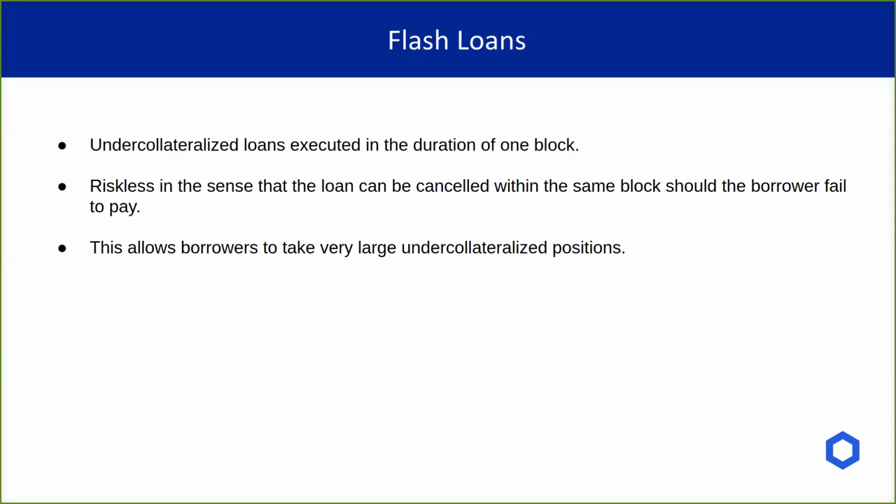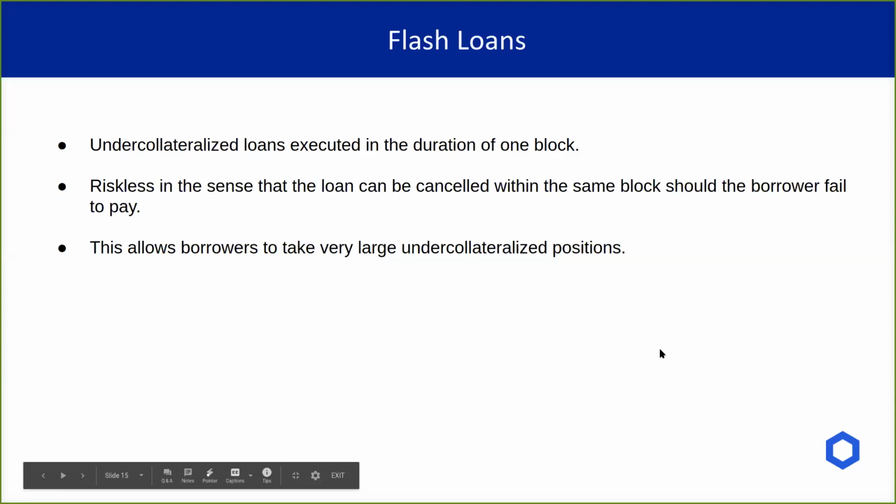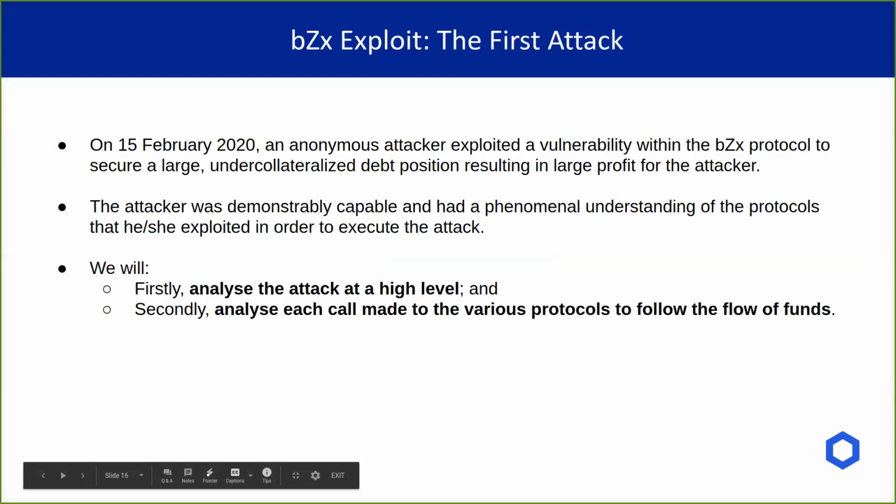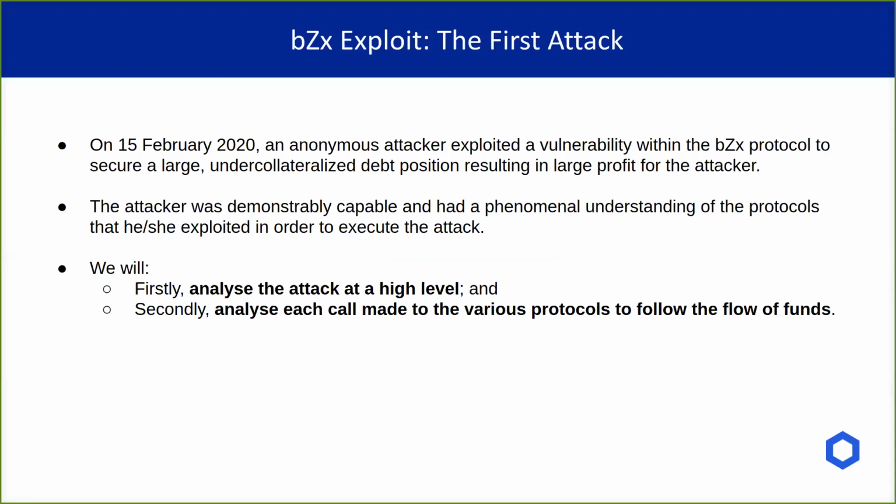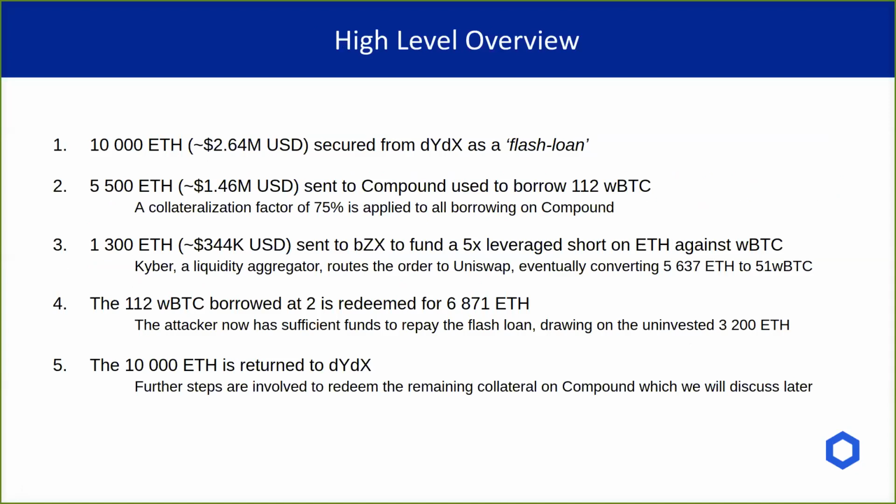So to come to the first BZX attack, just a high-level overview. All of the rates that we're citing here are as at the time of attack. Obviously things have changed since then. To begin with, that flash loan of 10,000 ETH was secured from DYDX, with a value of about 2.64 million US dollars. 5,500 ETH of that was then sent to Compound to borrow 112 wrapped Bitcoin at a C factor of around 75% exactly, as that's what's applied to all lending on Compound.